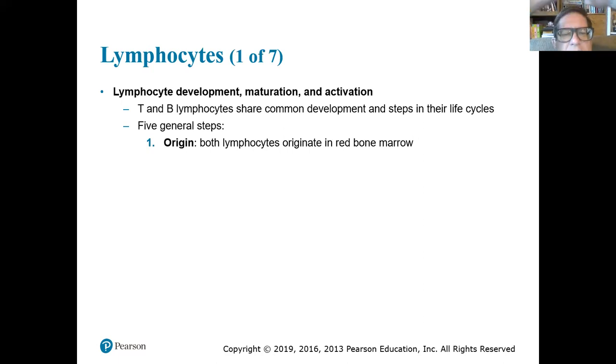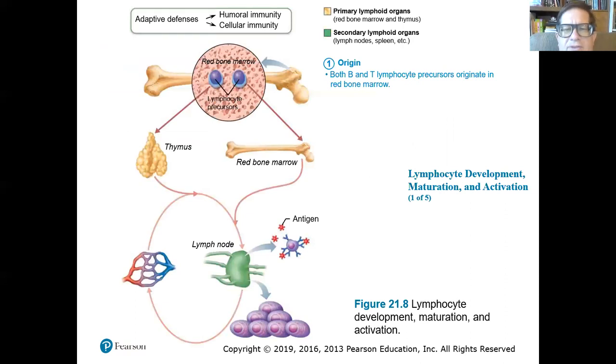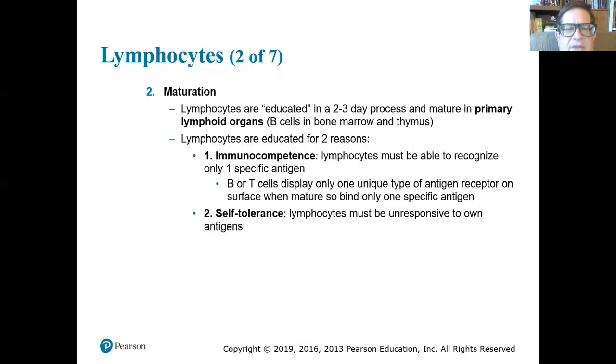So lymphocyte development, maturation, activation. Remember, never let monkeys eat bananas. Lymphocytes are the second most common type of white blood cell, and they're going to start life being formed in the bone marrow, like all white blood cells do. And then they're going to mature. They're going to grow up in a primary lymphoid organ. The B ones are going to stay in the bone. The T ones are going to go to the thymus.